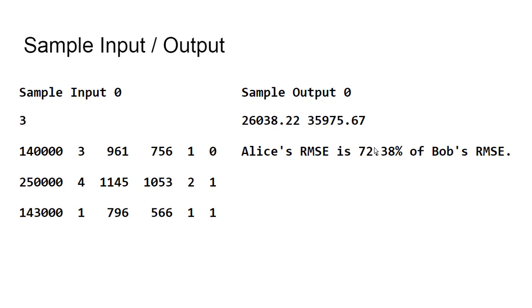And we are also asked to print this line. If Alice's error is less than Bob's, we will say Alice's RMSE is a certain percentage of Bob's. If Bob's is less than Alice's, we will say Bob's RMSE is a certain percentage of Alice's.